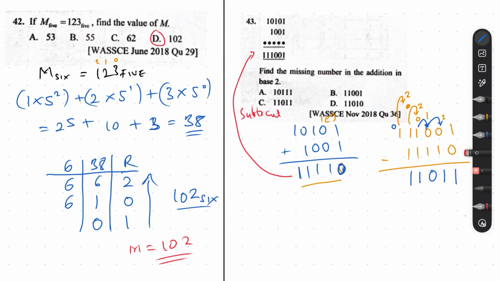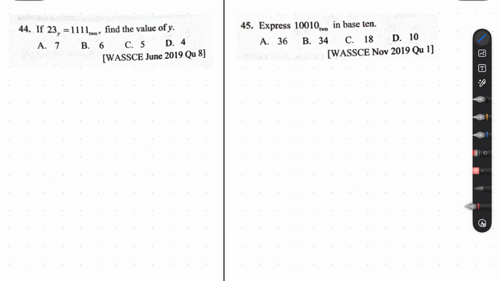Okay, let me just write it here, but it's the same thing. Okay, so our answer is 11011. So our missing value is this. Okay, do we have it? 11011, which is C. Okay, cool. Let's move on to question number 44.